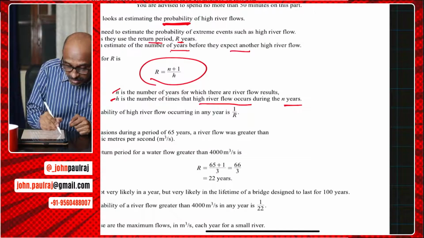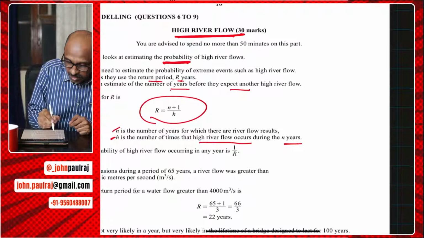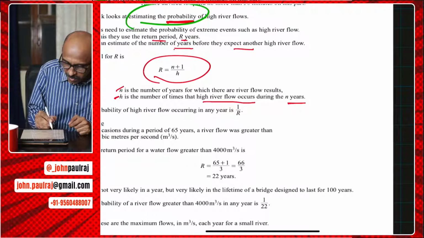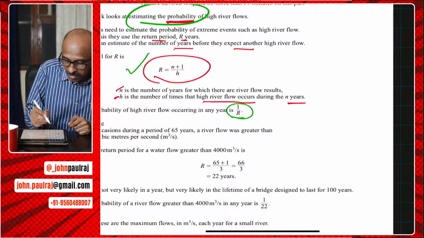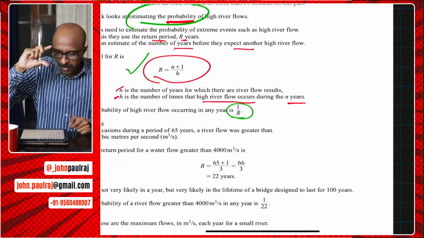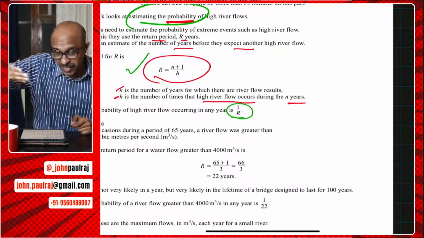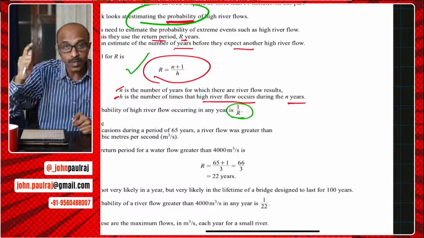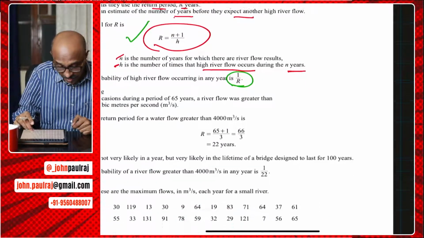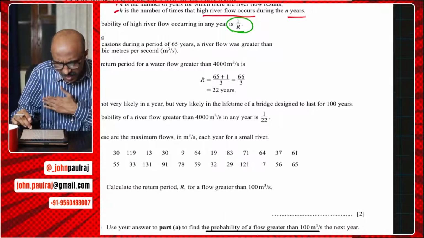The probability, now this is what we are trying to study, right? It says this task looks at estimating the probability. The probability of the high river flow occurring in any year is 1 over R. So that R gives us the model for the return period, when will be the next high river flow, and the probability of a high river flow occurring in any year is 1 over R. So this is an example that they've given, and then I think the questions will follow.